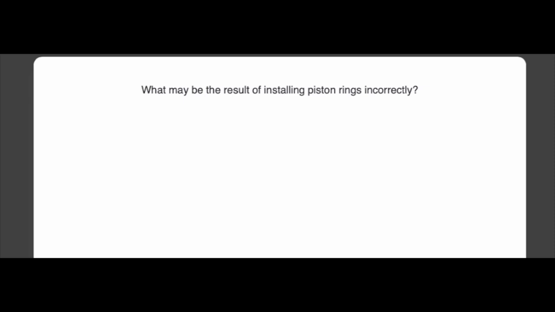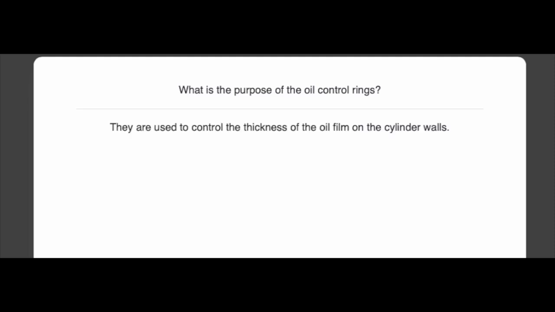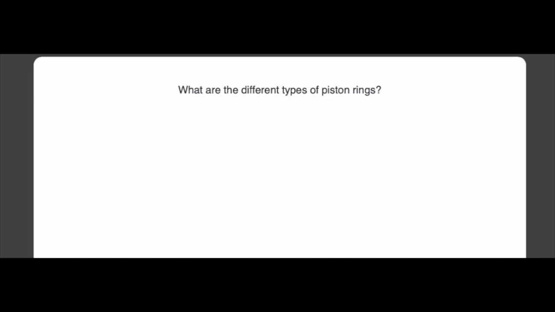What may be the result of installing piston rings incorrectly? Excessive oil consumption. What is the purpose of oil control rings? They are used to control the thickness of the oil film on the cylinder walls. What are the different types of piston rings? Compression rings, oil control rings, and scraper rings.